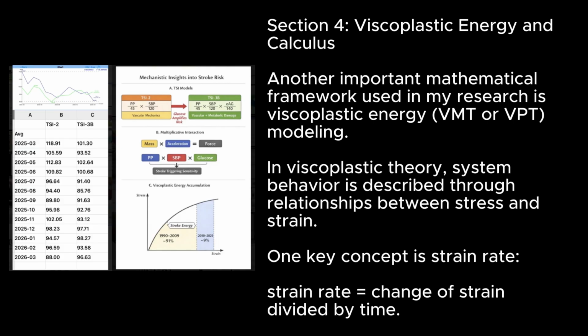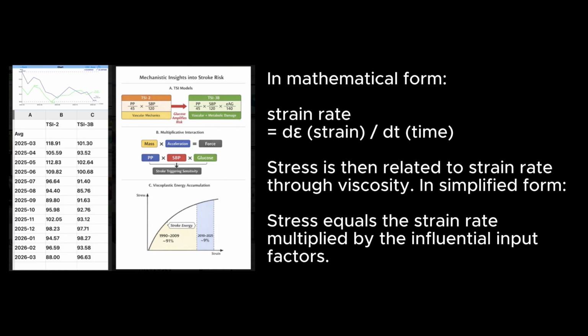Section 4. Viscoplastic energy and calculus. Another important mathematical framework used in my research is viscoplastic energy (VMT) or VPT modeling. In viscoplastic theory, system behavior is described through relationships between stress and strain. One key concept is strain rate. Strain rate equals change of strain divided by time. In mathematical form, strain rate equals d epsilon (strain) over dt. Stress is then related to strain rate through viscosity. In simplified form, stress equals the strain rate multiplied by the influential input factors.